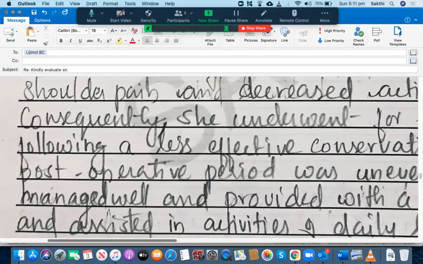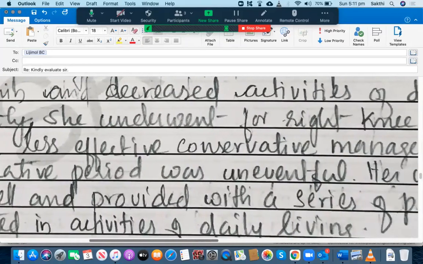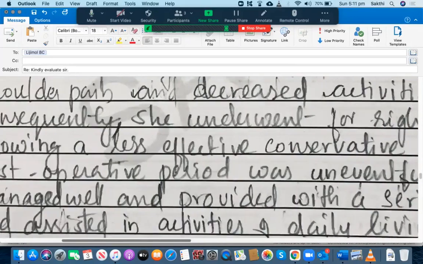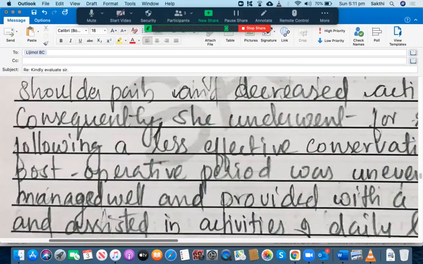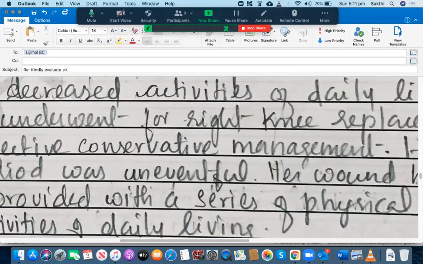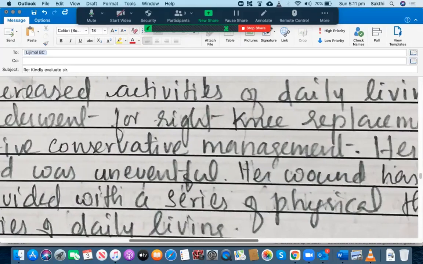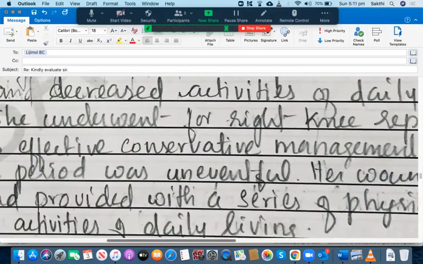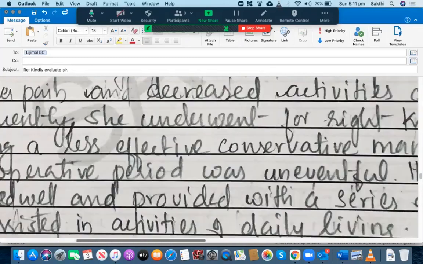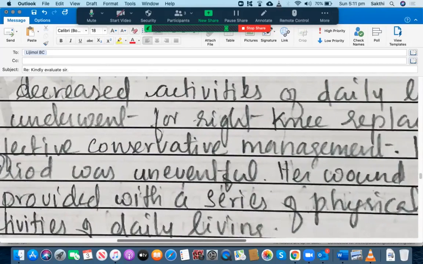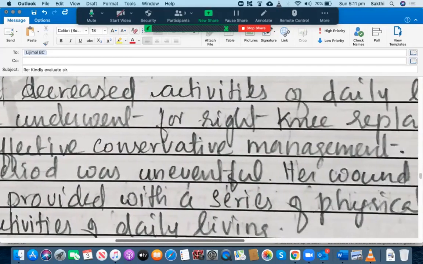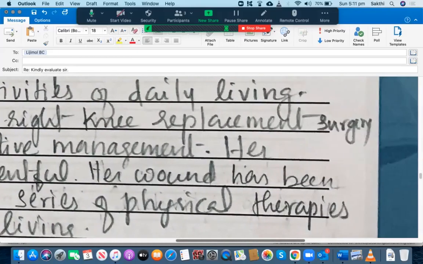Okay. Her post-operative period was uneventful. Okay, that's good. Her wound was good. That sentence, yeah, that's all right. Surgery following, yeah, this one is okay. Yeah, the previous one is all right. So, or I can write in a different sentence. How can I write? Yeah, no, it's okay. Okay, let me see. Consequently, she underwent right knee replacement surgery.